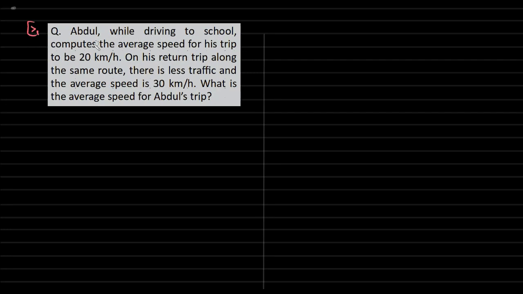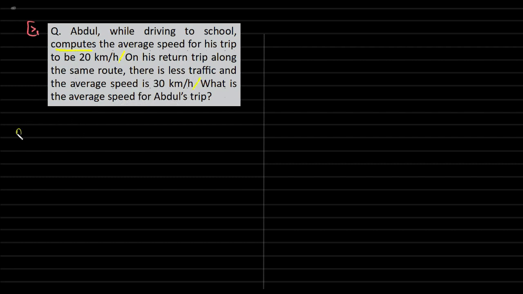Abdul, while driving to school, calculates the average speed of his trip to be 20 km per hour. So him going to the school turns out to be 20 km per hour. On returning, that is coming back home from the school along the same road, the distance is the same. There is less traffic and the average speed is 30 km per hour. What is the average speed for Abdul?